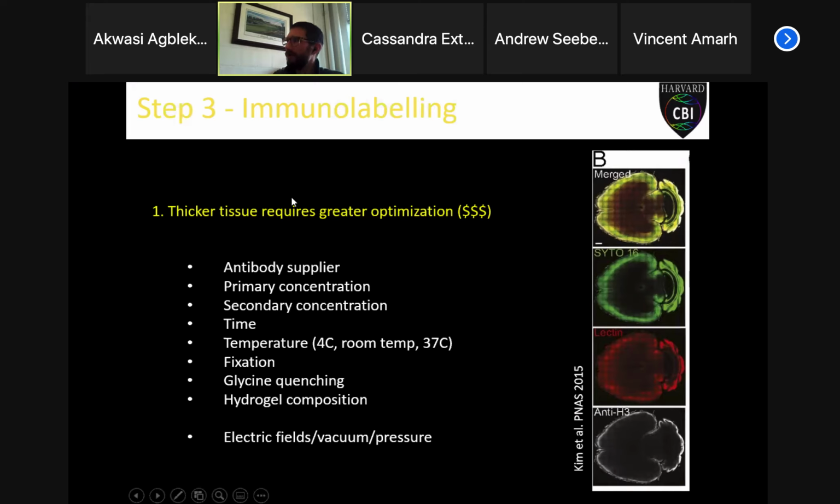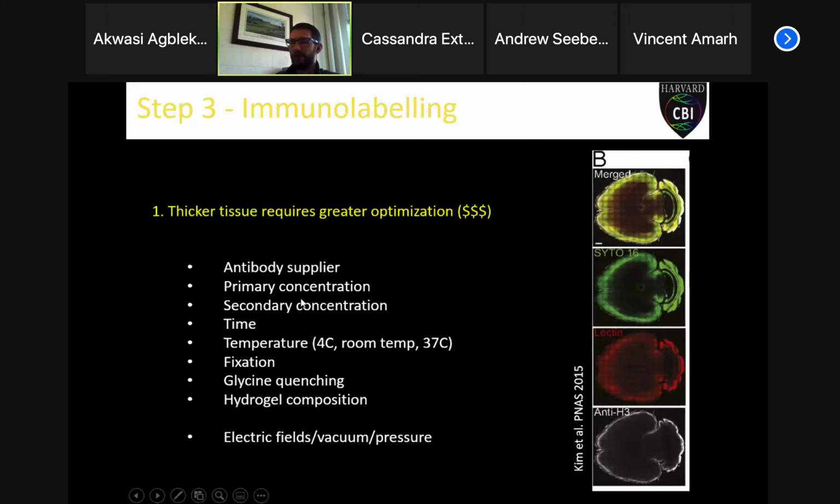And so there's a large number of reasons why this may happen. You might just have a poor antibody from your supplier. It might be cross-reacting with nonspecific epitopes. You may need to play around with your primary concentration. You may need to play around with your secondary concentration. You definitely have to give this a really long time. It usually takes 5 days for a big sample, like an entire mouse brain, for that antibody to penetrate all the way through it. You may have to work on temperature.